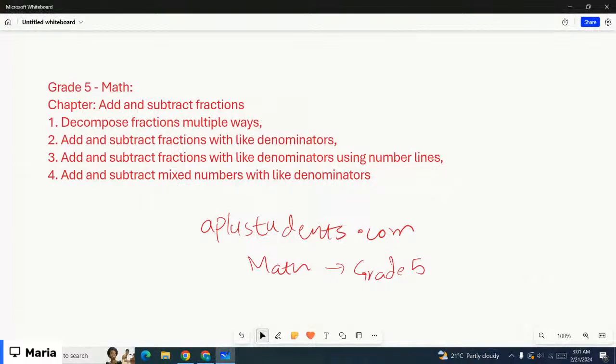There you can find the list of the chapters. We're going to start with the chapter add and subtract fractions. And the lessons we're going to cover today are decompose fractions multiple ways, add and subtract fractions with like denominators, add and subtract fractions with like denominators using number lines, add and subtract mixed numbers with like denominators, right? So please make sure you have your notebook and pencil so that you can note down the important examples and definitions as well, right?